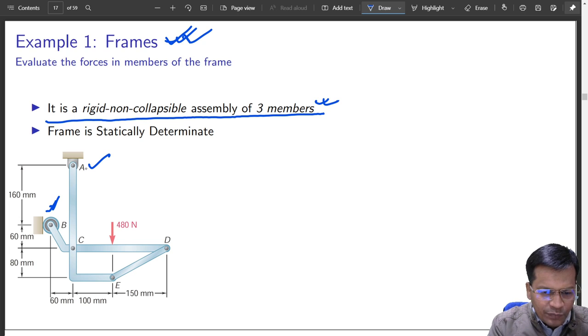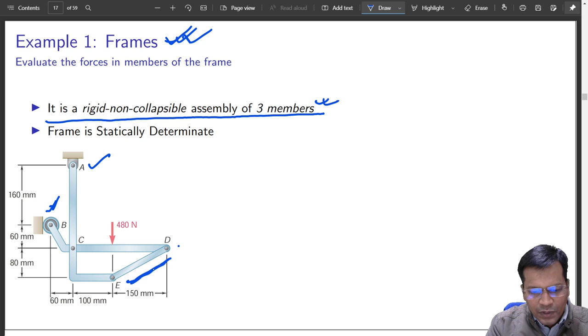Again, which is the first member? ACE. ACE is the first one, BCD is the second one, and ED is the third member. So there is one two-force member, this one. This is the only two-force member, the rest are three-force members.